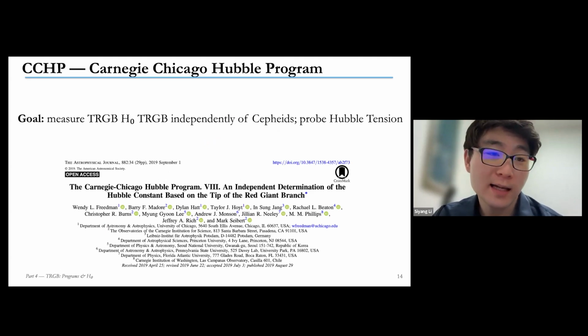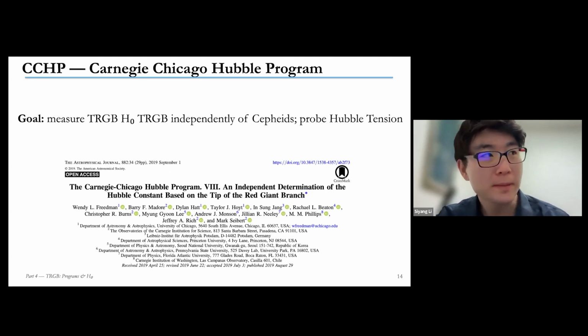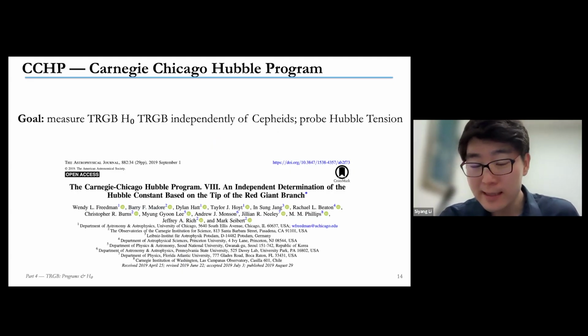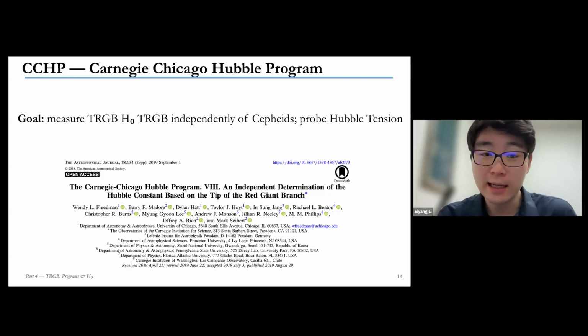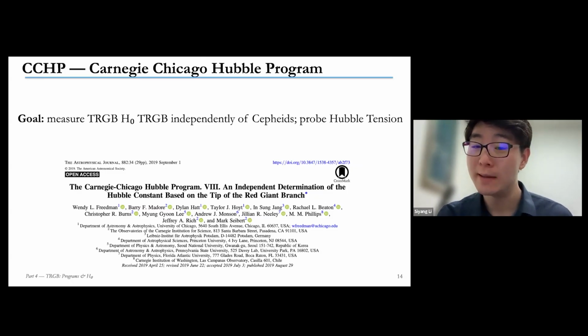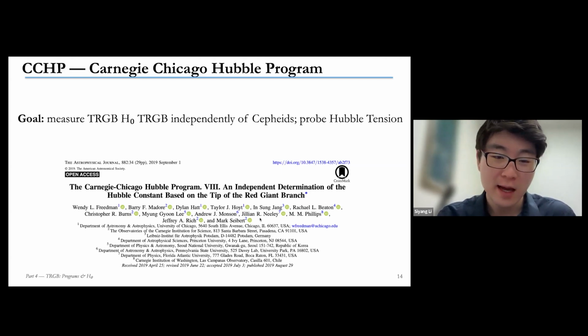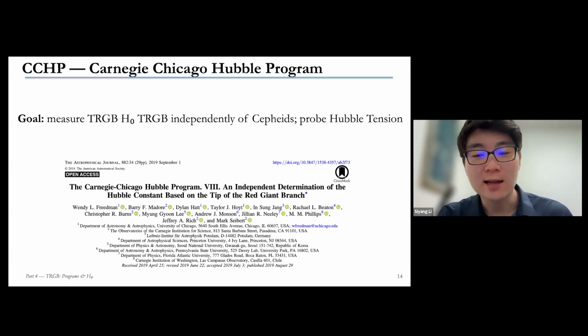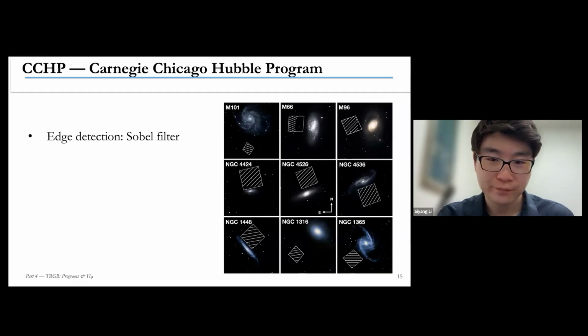They have been investing a lot of time and effort over the past several years to measure the TRGB in many galaxies using Hubble Space Telescope and James Webb Space Telescope data, to calibrate Type Ia supernovae and measure the Hubble constant independently of Cepheids. They aim to probe the Hubble tension and test whether it is primarily due to unresolved systematics in the Cepheid and Type Ia supernova distance ladder. Here's a snapshot of one of their major papers from 2019 that launched their program.